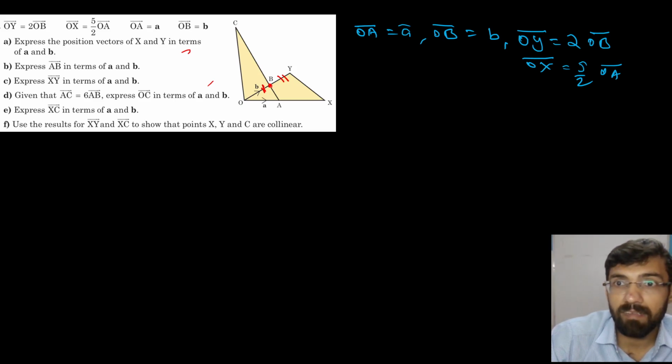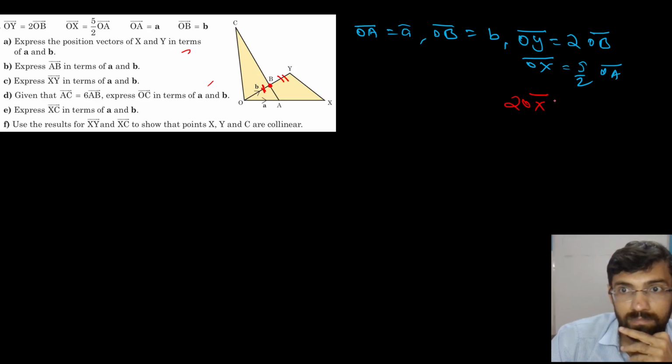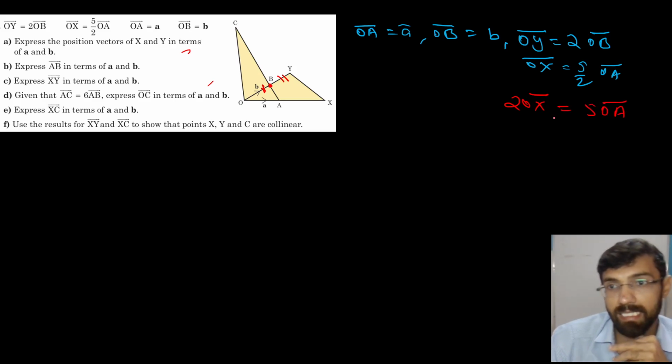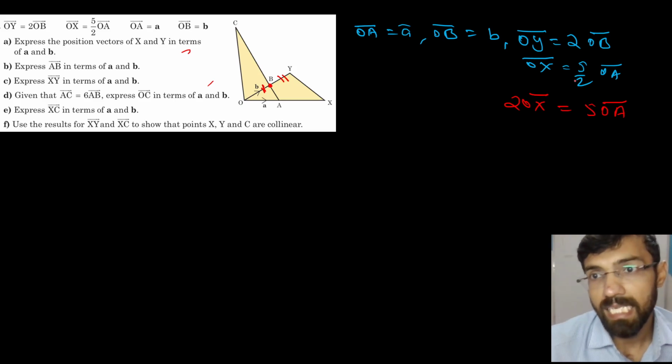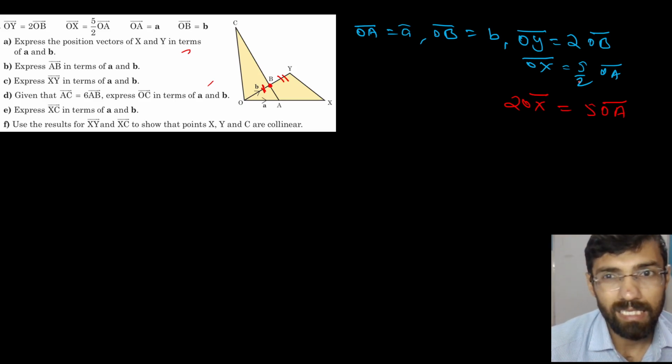And second thing, what they are giving: OX is 5 by 2 times OA. Okay, so can I say this way, double the OX vector equals 5 times OA vector. Let us try to write this. So who is larger? OX is larger and OA is smaller, by a factor of 5 by 2.